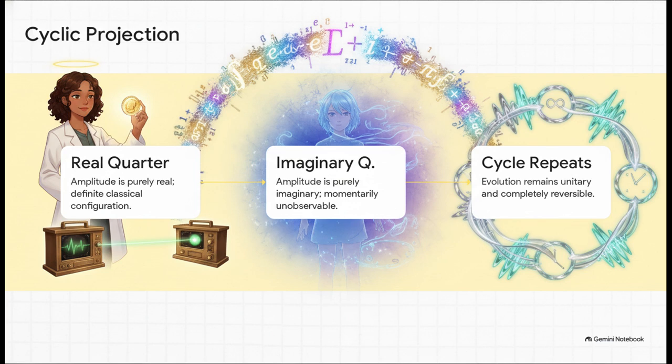Step 3, the cycle just repeats. Because the underlying process remains unitary, it's completely reversible. We aren't destroying the wave function when we measure it. We are just catching it on a real quarter beat.